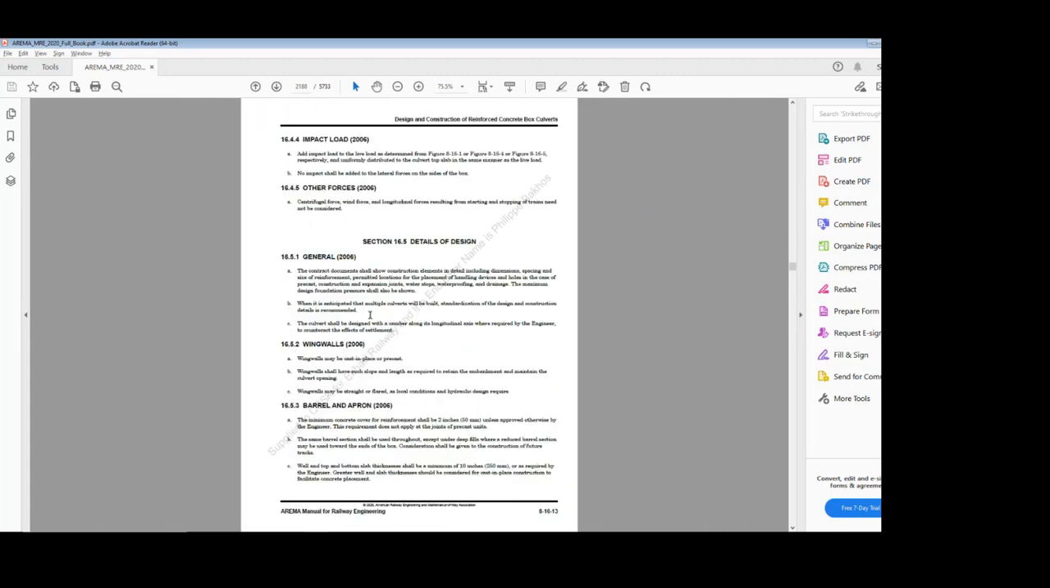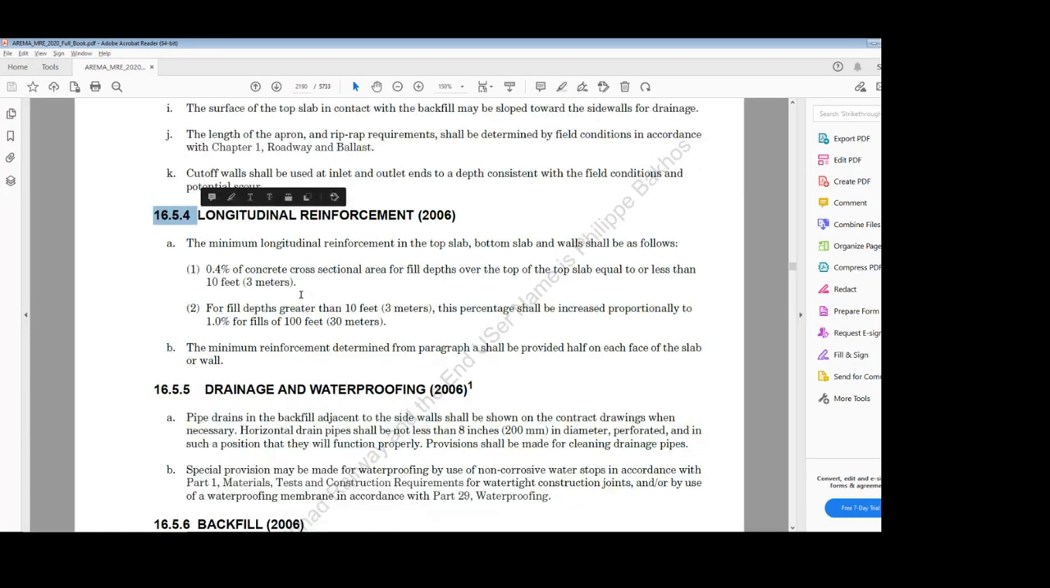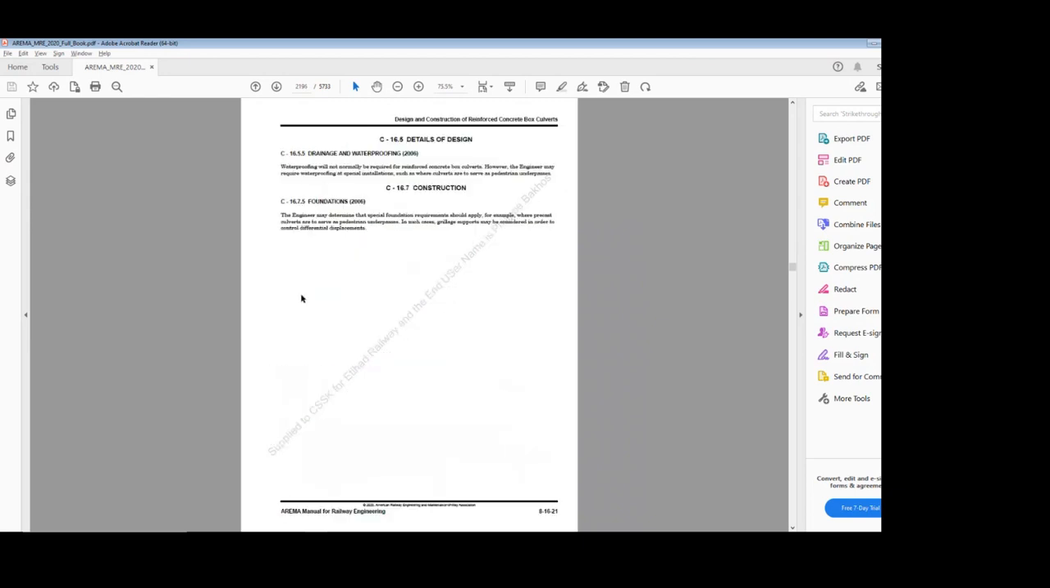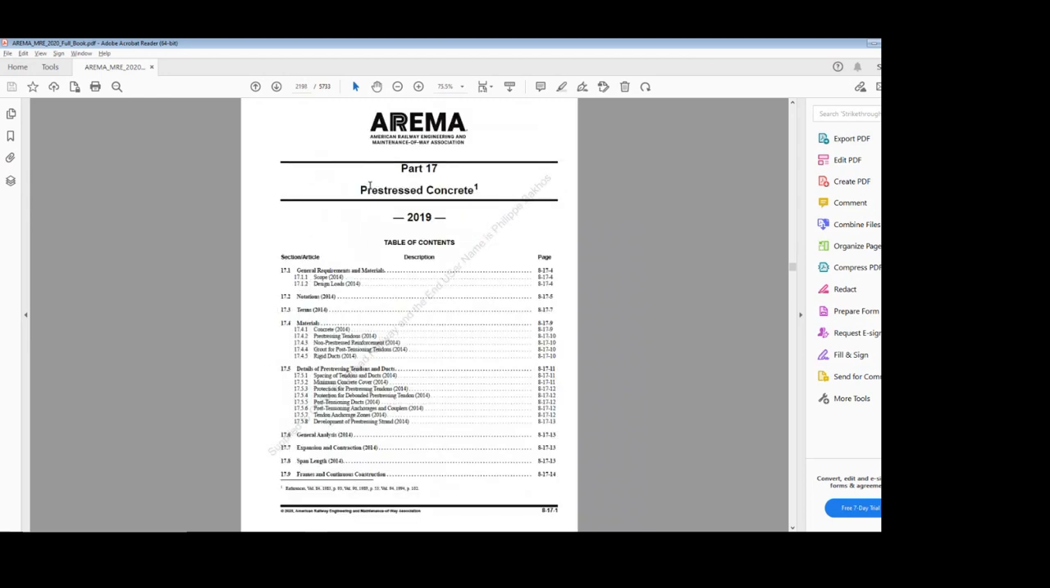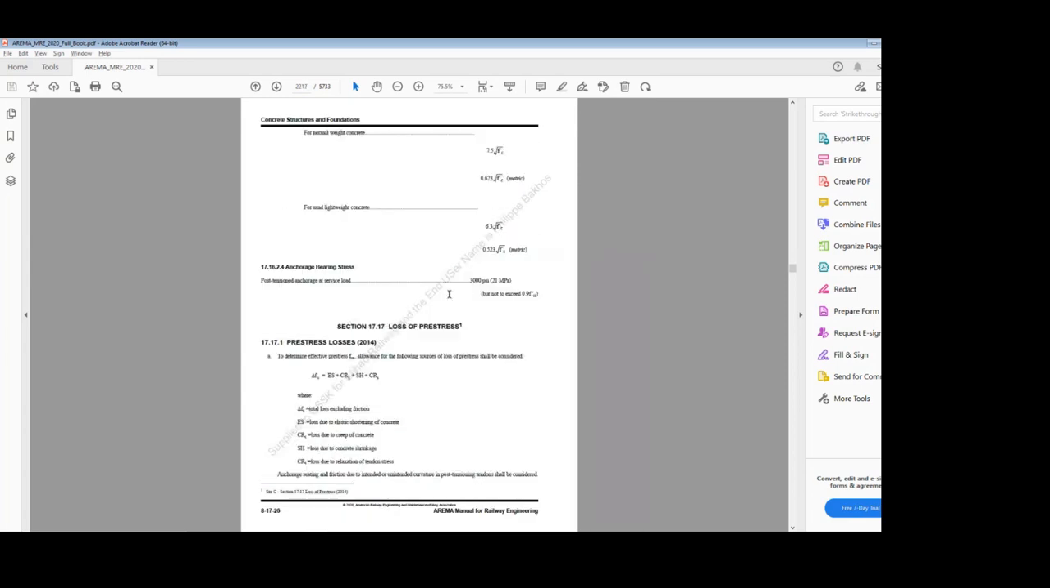One important clause here is regarding the longitudinal reinforcement. This clause is regarding the minimum longitudinal reinforcement for culverts. This also varies with the depth of fill, so just read it. It is much more important. Then chapter 17 is also important for those who are designing the bridge concrete. That's all from my side for the introduction of the AREMA standard.